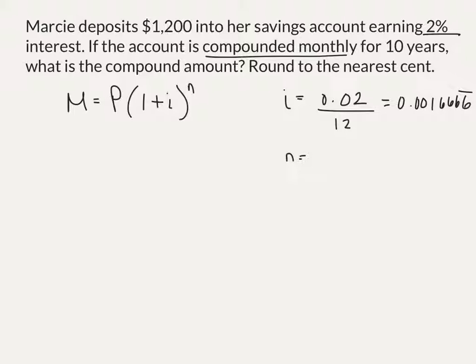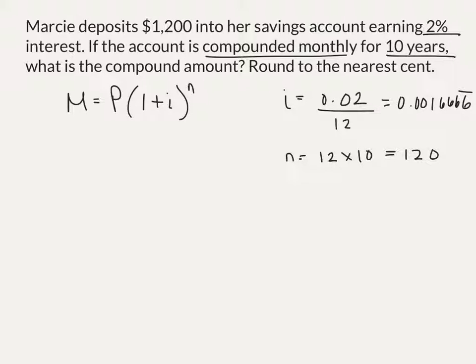N is the total number of compounding periods, and that's found by multiplying the number of compounding periods in a year by the number of years. So again, this account is compounded monthly, so that's 12 times a year. And it's going to be compounded for 10 years total. So 12 times 10 is 120. That means N equals 120.